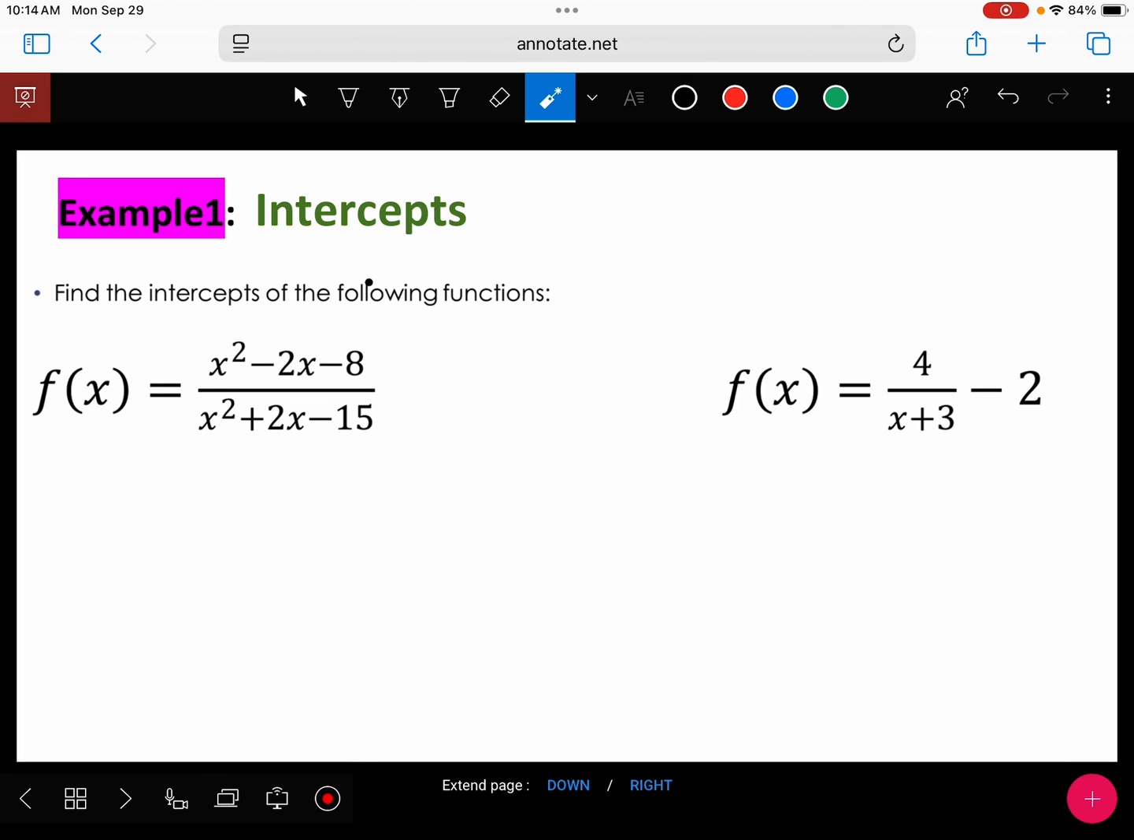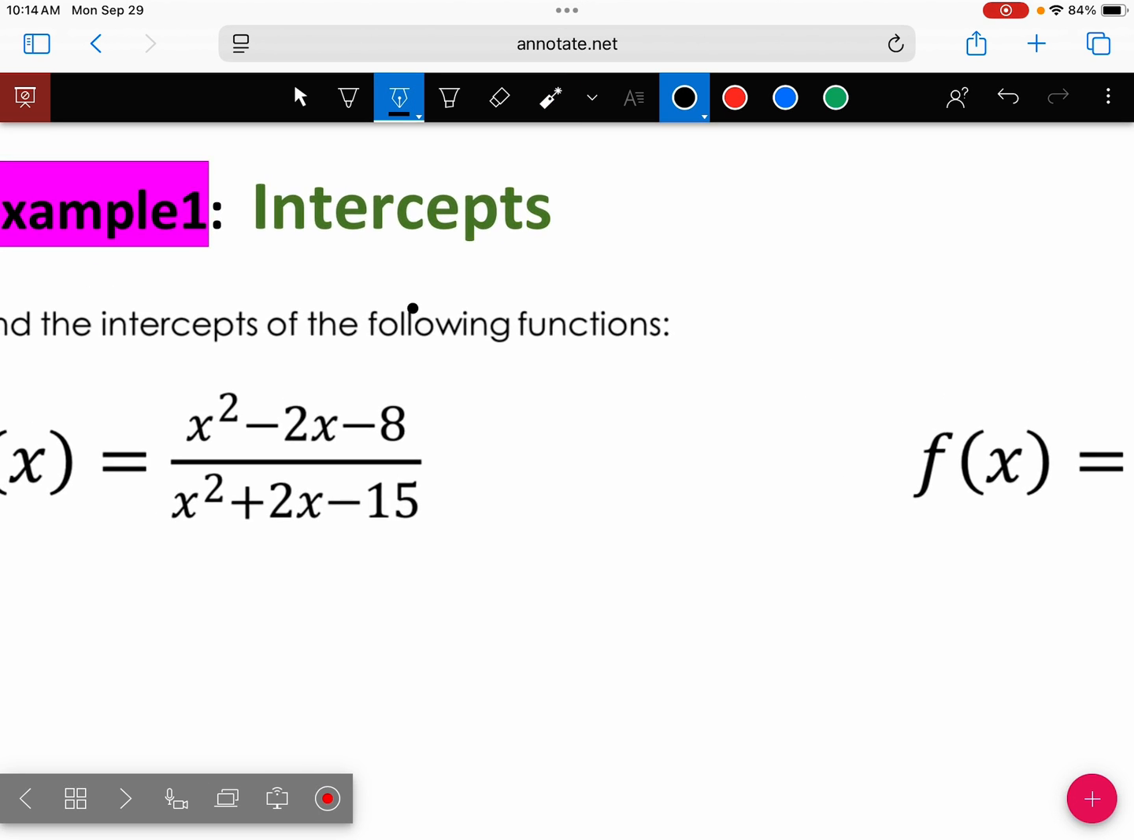So the first thing we're going to talk about is finding the intercepts. The first thing you should note is that an intercept, when we're talking about an x-intercept, comes from the numerator.